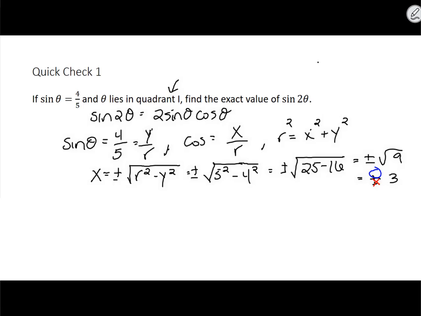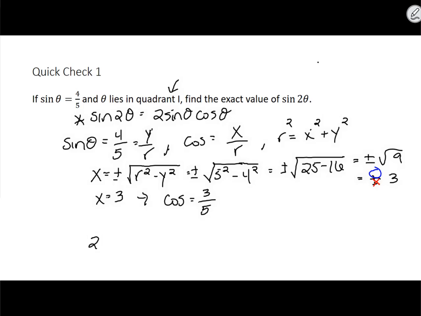So we have then that x equals positive 3, which tells us that cosine of theta is going to be 3/5. All right, so now I am ready to use my double angle formula up here and plug the value for cosine theta and sine theta into the right hand side.